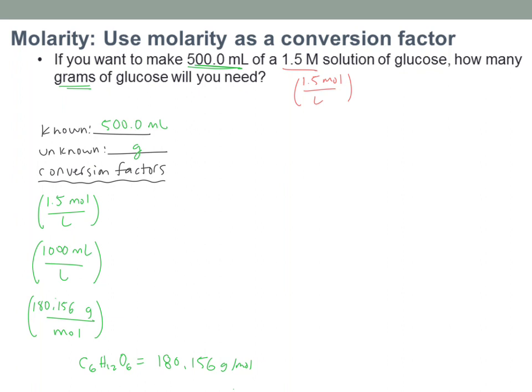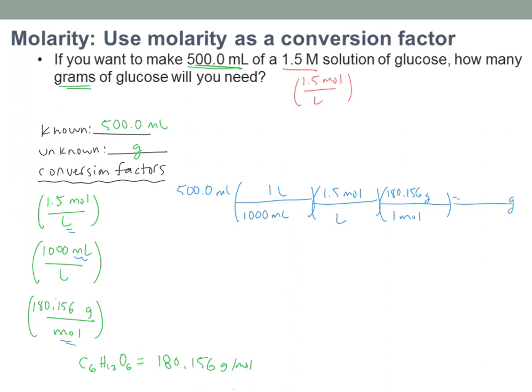And again, I'll just check because I'll start, and if I don't get to the unit I want, if I don't get to grams, then I know I need something more. So we'll start with our 500.0 milliliters. I'm in milliliters, so I'll use the one with milliliters. I'll flip this so that the milliliters cancel out. Now I'm in liters, so I'll use my molarity. I'm going to leave that as it is, again, so that the liters cancel. Now I'm in moles, so I want to use my molar mass. I'm going to leave that one alone so that the mole on the bottom cancels. So 1 mole is 180.156 grams. That's going to give me a number in grams.